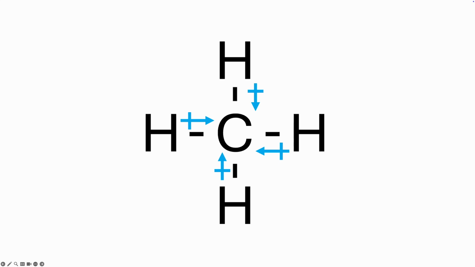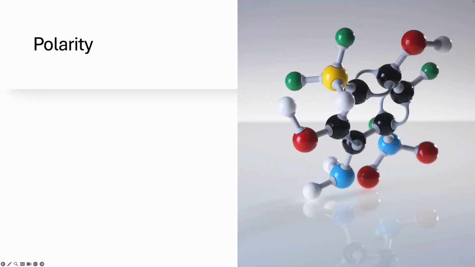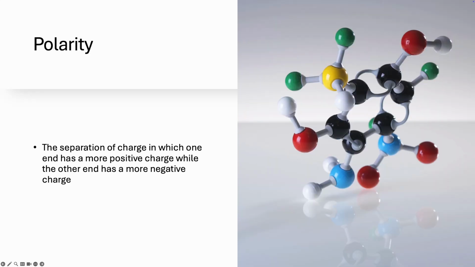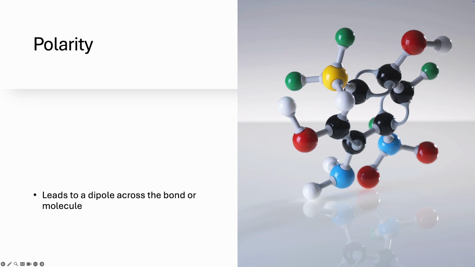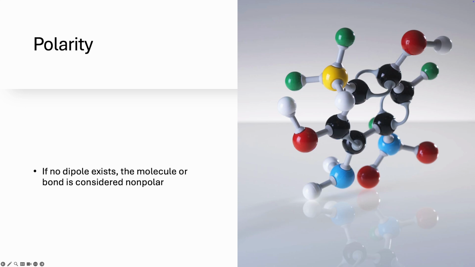These arrows we can draw can help us determine a very important property of molecules. Polarity in chemistry is defined as a separation of charge in which one end has a more positive charge, while another end has a more negative charge, leading to a dipole across the bond or the molecule. If no dipole exists, the molecule or bond is considered nonpolar. Let's go back to our example.